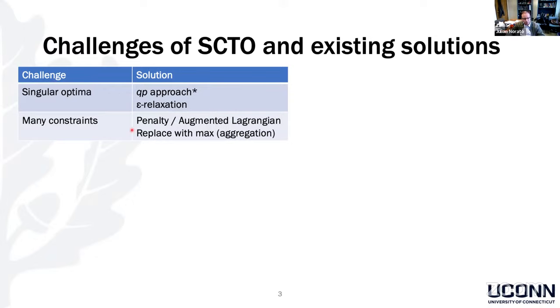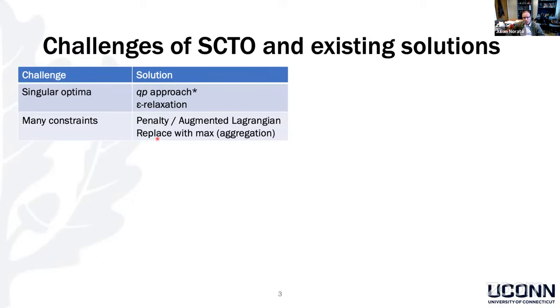One of them is the QP approach by Matteo Brughi and the epsilon relaxation by multiple people. Another important challenge is that if we have one constraint per element in the final mesh, and we wanted to impose a single constraint for each element, then we would end up with a very large number of constraints. Two ways to address that are to use a penalty or augmented Lagrangian approaches, in which you essentially put all of the constraints as an added term to the objective function. And there's been quite a lot of interesting work happening in that space in the last years.